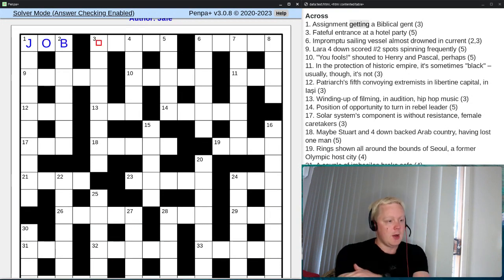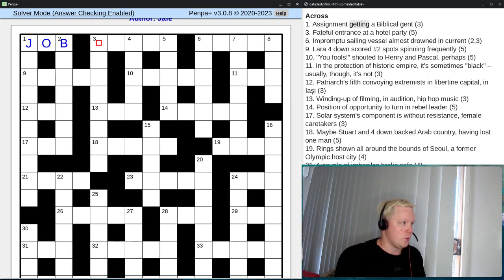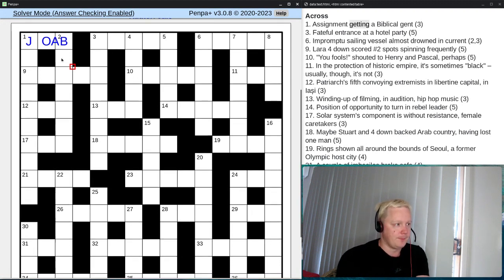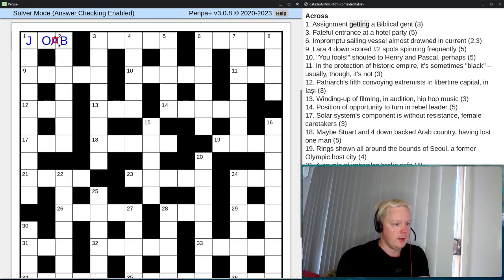J-O-B. Now, as I said, we need to keep track of the extra letters as well. So I'm going to put the A between here so that we remember that. Remember which answers had the extra letter. This was one of the answers. Job is the answer we need in the grid, but there was an extra letter answer as well. So that's why I'm keeping track of those as well.